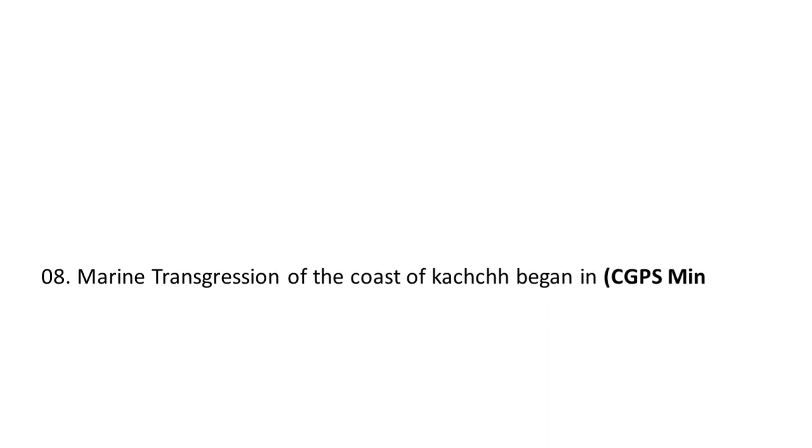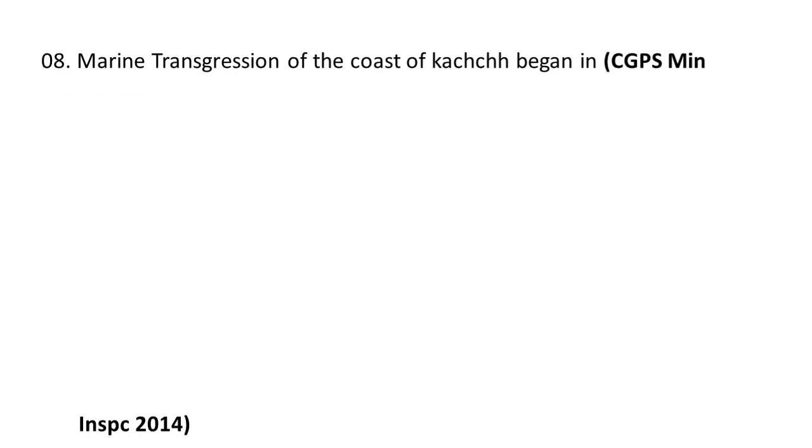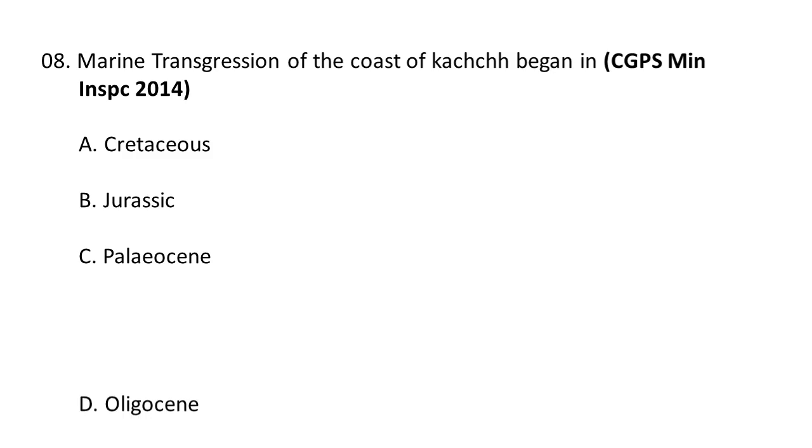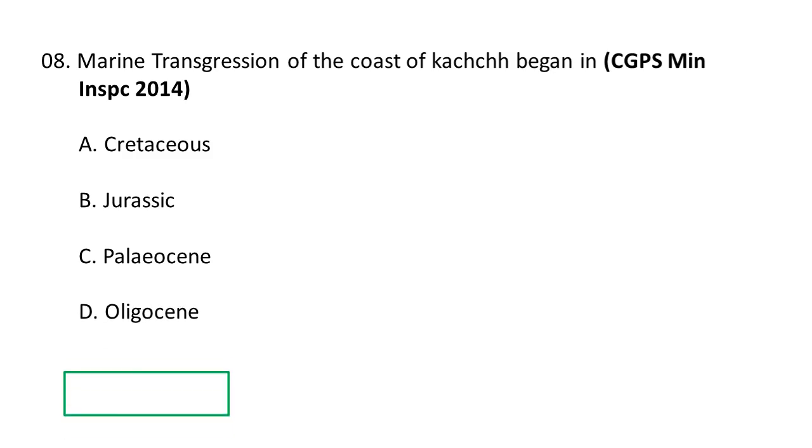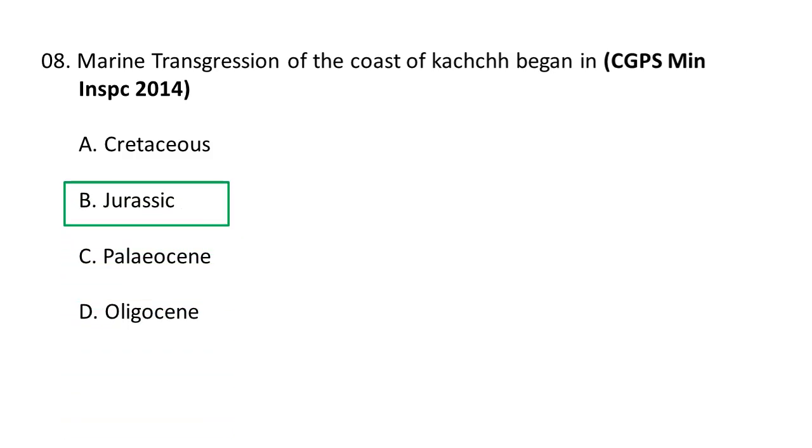Next question. Marine transgression of the coast of Kutch began in A. Cretaceous, B. Jurassic, C. Paleocene, and D. Oligocene. Marine transgression of the coast of Kutch began in Jurassic.